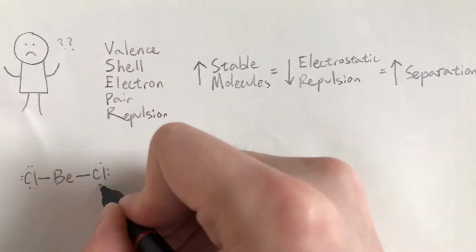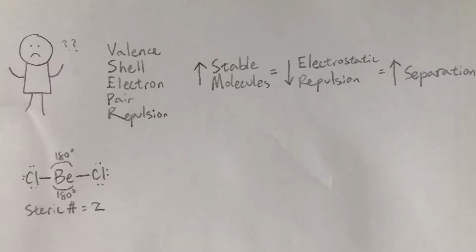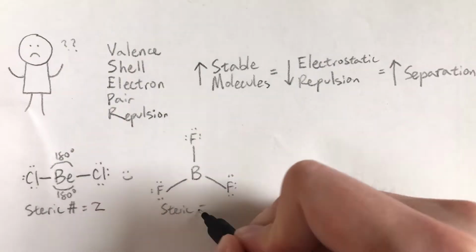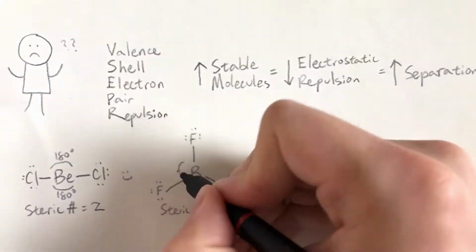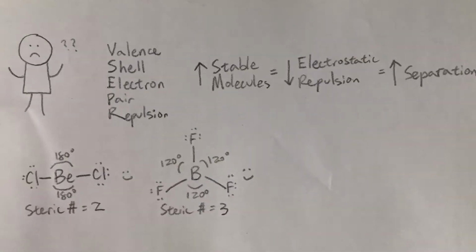Molecules like beryllium chloride with a steric number of 2 have bond angles of 180 degrees, an elegant angle that maximizes the separation of the two bonded atoms. Molecules like boron trifluoride with a steric number of 3 have bond angles of 120 degrees, also a nice whole number that evenly separates the 3 fluorides.